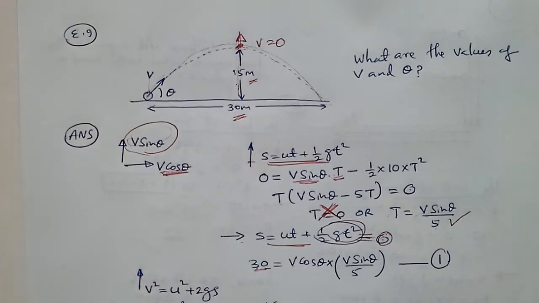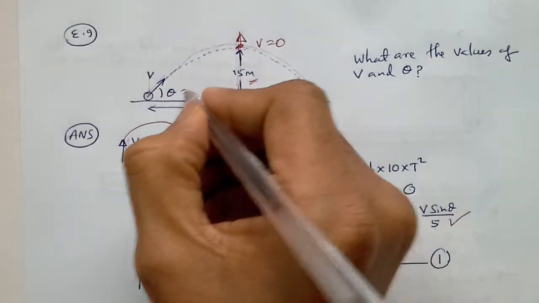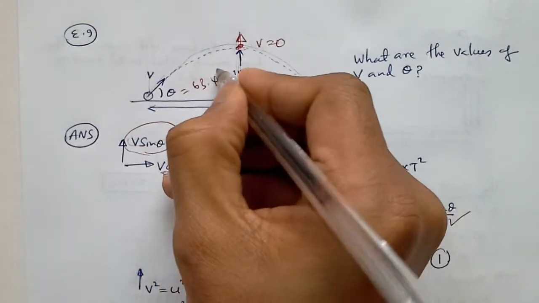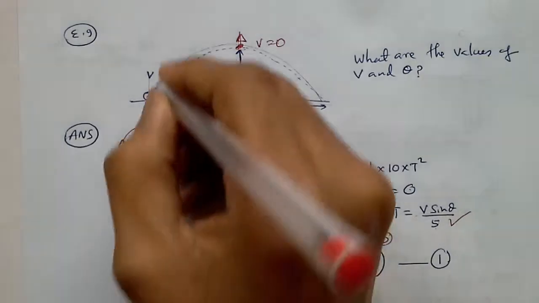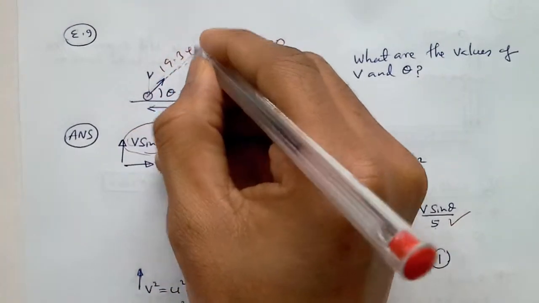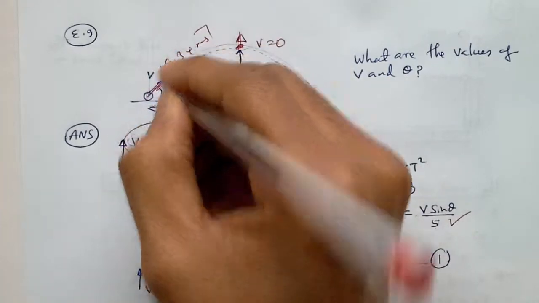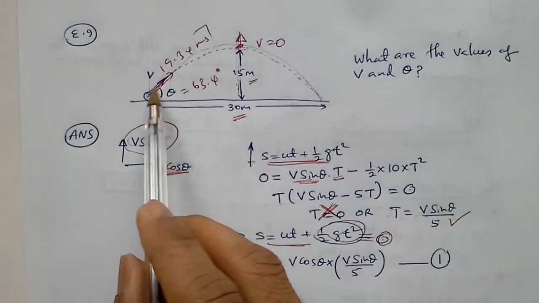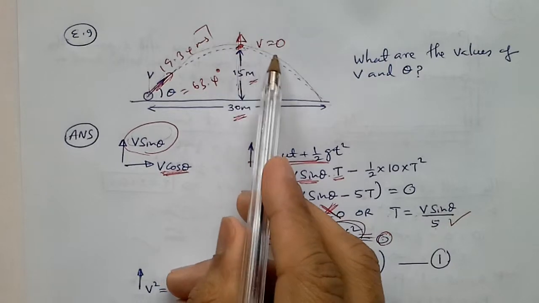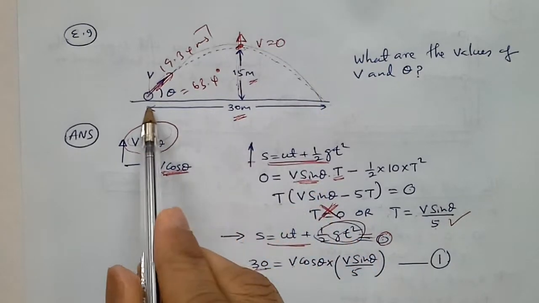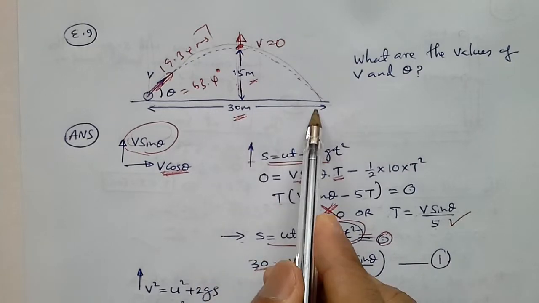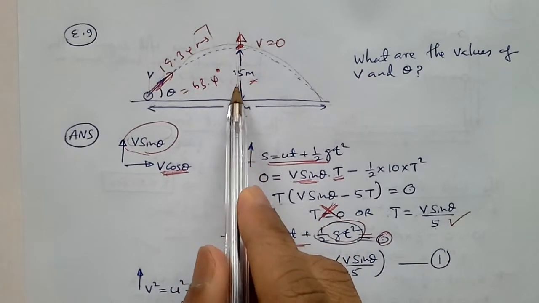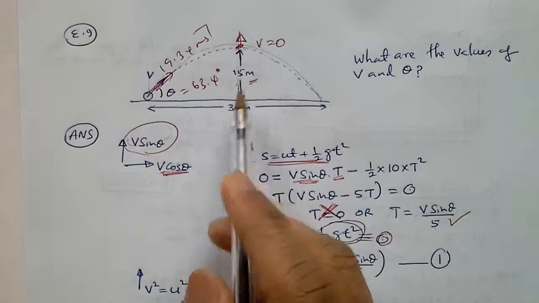So meaning, you need to throw the ball at 63.4 degrees and with an initial speed of 19.34 meters per second, so that this ball will go a range of 30 meters and with a maximum height of 15 meters.